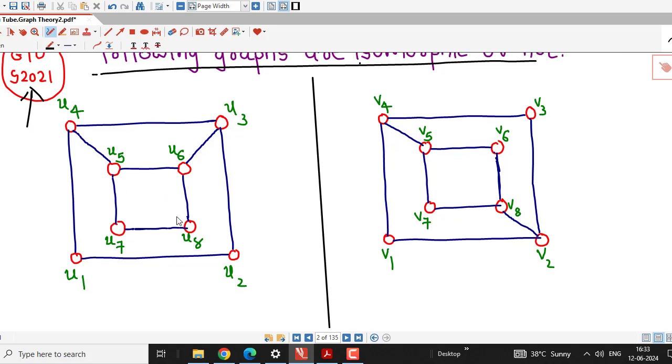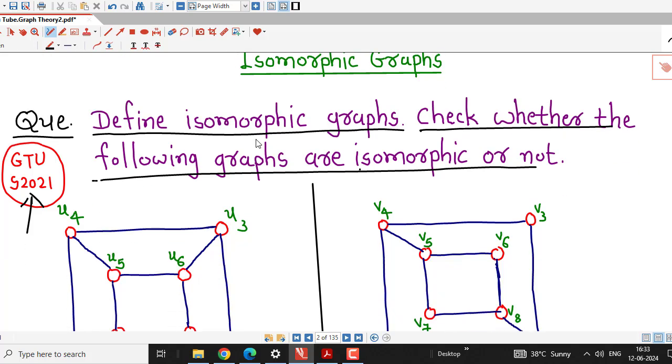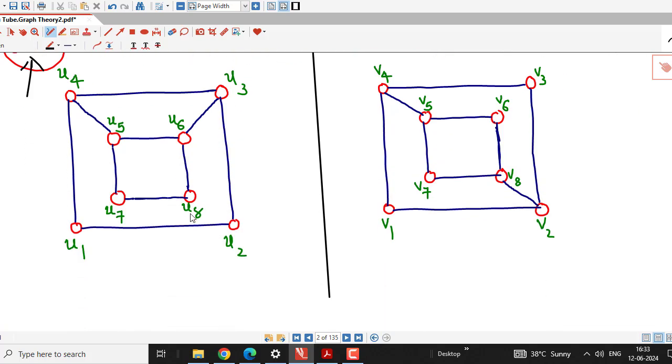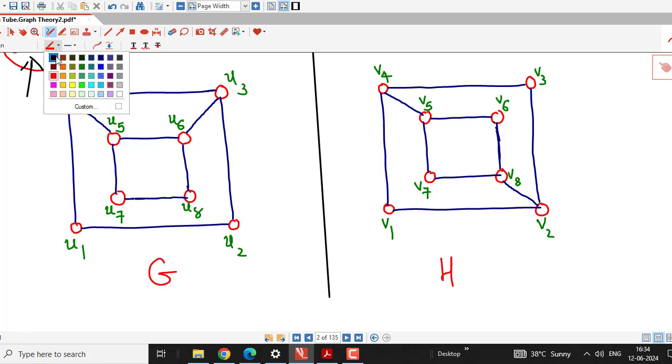If you recall, in lecture number 27 we have discussed that if we want to check whether two graphs are isomorphic or not, we have to first check certain properties of graphs which are common in both the graphs if they are isomorphic. So we check all those properties one by one. First we check whether the number of vertices are same in both the graphs. For simplicity we denote this graph by capital G and this graph by capital H.